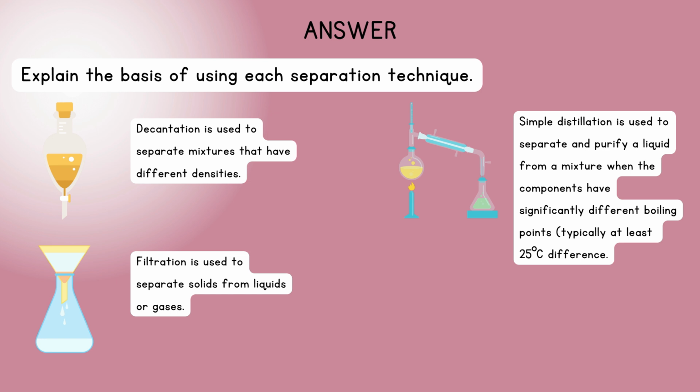Decantation is used to separate mixtures that have different densities. Filtration is used to separate solids from liquids or gases, while simple distillation is used to separate and purify a liquid from a mixture when the components have significantly different boiling points, typically at least 25 degrees Celsius difference.